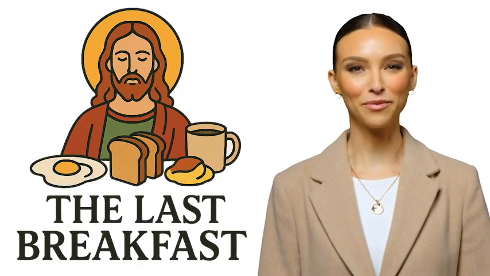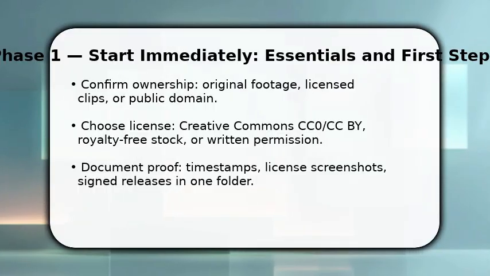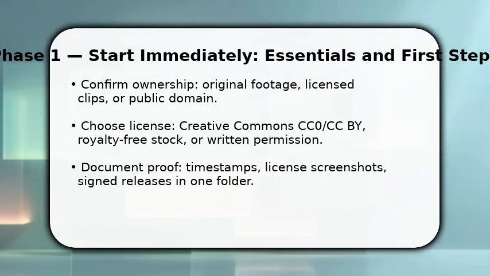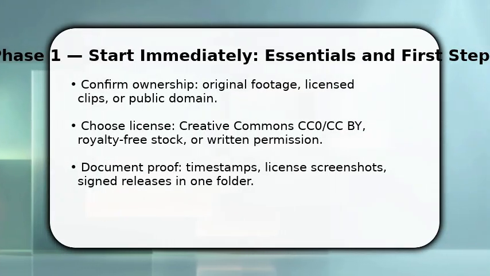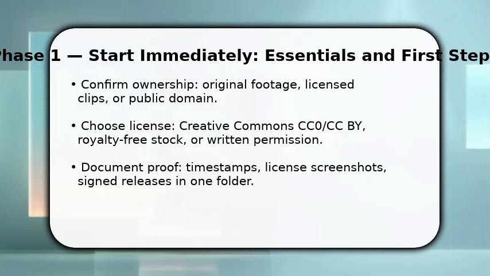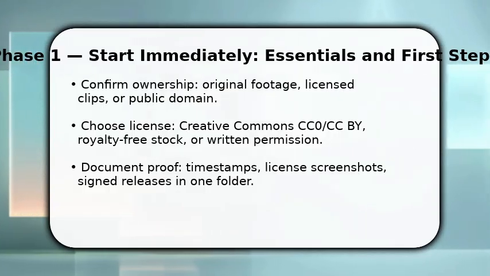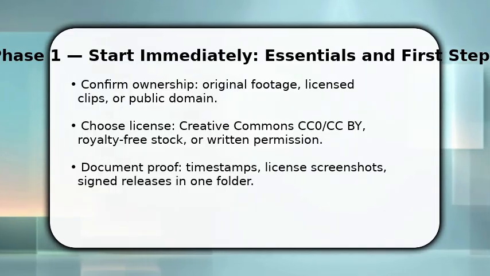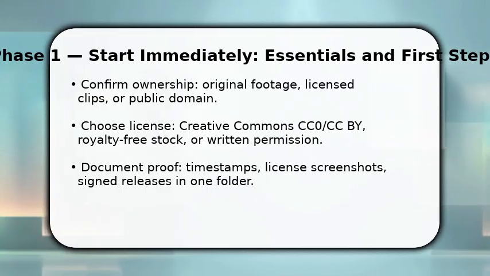Please enjoy the video. You begin by identifying what you actually control: your camera files, music stems you bought, or clips in the public domain. Once done, pick the proper license, CC0 or paid royalty-free work, or obtain a written release from creators. Make sure to save proof, invoices, license ID, signed releases, and timestamps in a single folder so you can show it quickly. This step prevents claims later and lets you proceed to editing with confidence.